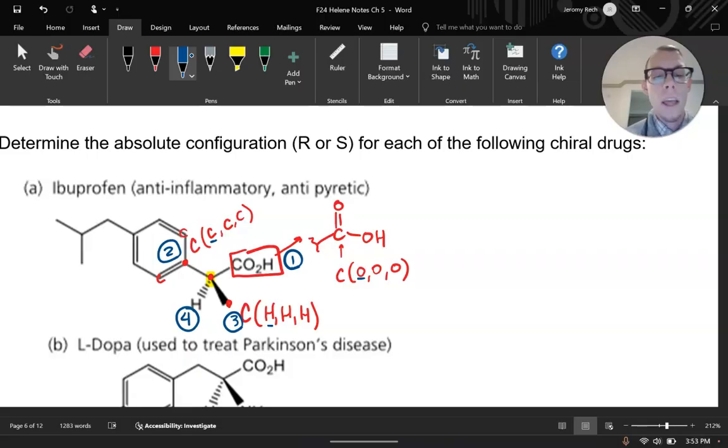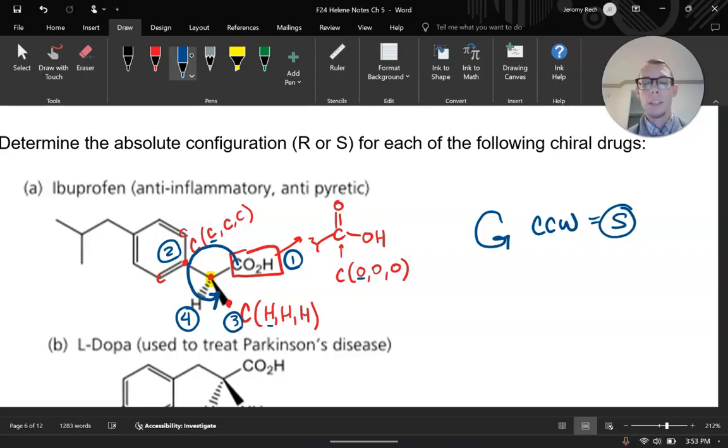Now that I have that, I'm going to ignore my 4th group and just think of my 1, 2, and 3. As I go from 1 through 2 to 3, this rotation is going in the wrong direction of a clock. So we're going to call that a counterclockwise rotation. My 4th group is in the back, so I'm done. I don't have to do anything extra, and that's going to be an S configuration. It's only if you have a wedge with your 4th group that you would do the opposite. So here I don't have to redraw or anything, so that's a super nice, easy one. And I see that this is going to be an S configuration.